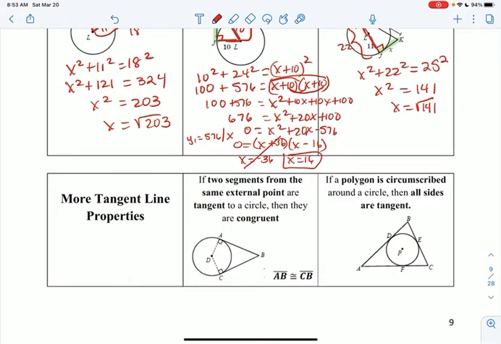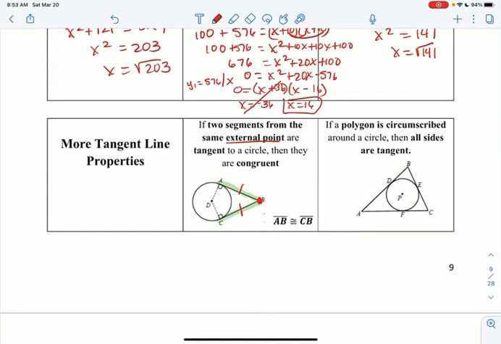Okay? One more thing I have to tell you about tangent lines. If 2 segments from the same external point are tangent to a circle, then they are congruent. So basically, if AB is a tangent line and CB is a tangent line, and they meet at an external point out here, then those 2 tangent lines are congruent to each other. All right? I've seen this nicknamed the hat theorem. So picture, when you were little and you wore those birthday party hats. These are just 2 tangent lines. They're congruent to each other. So a nickname is hat theorem. But if I have 2 tangents that meet at an external point, then they will be congruent to each other.